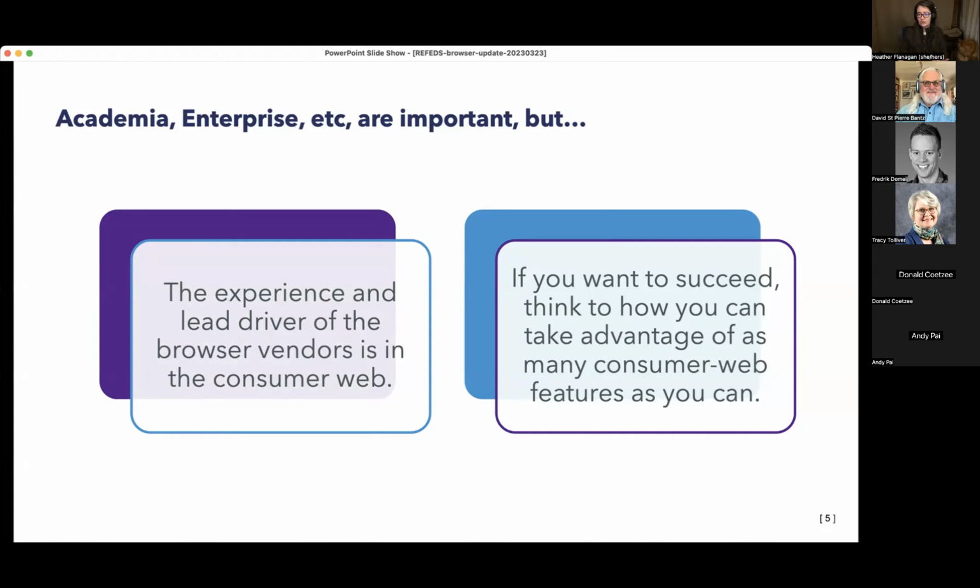One of the things that we could be thinking about in academia, one way around our problem, is to stop being as unique as we are. It's not actually terribly practical because we are unique for a reason, but taking advantage of as many consumer web features as you can is one way to start to think about how we get around the changes if everything is focused on the consumer web.